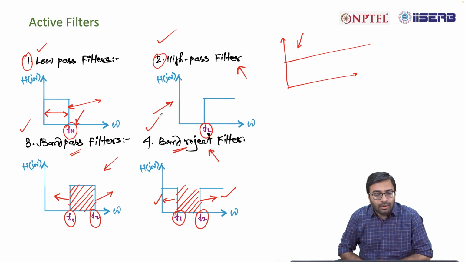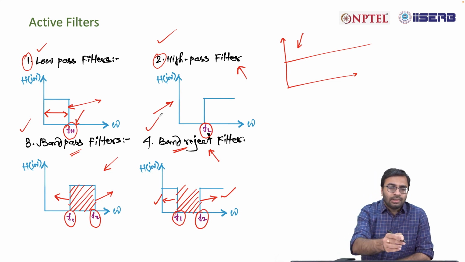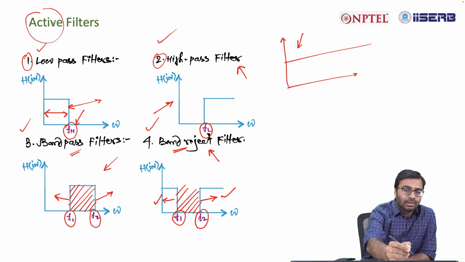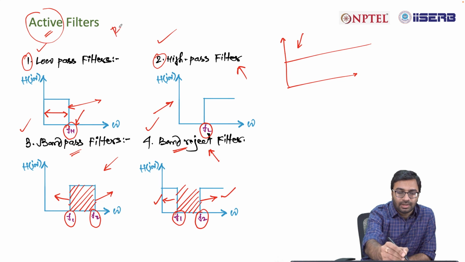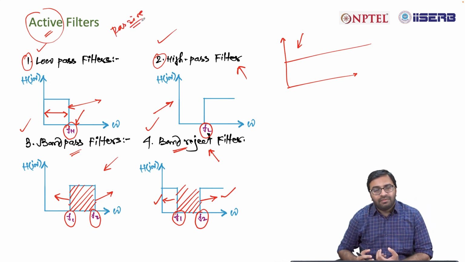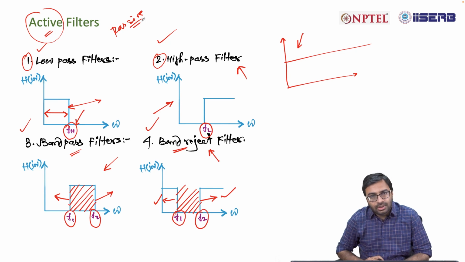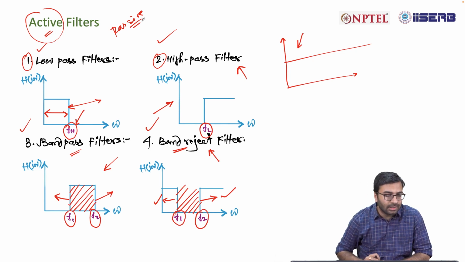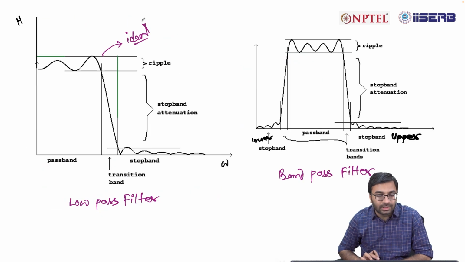Now, filters again can be divided into 2 different parts. One is active filter, another one is passive filter. So active filter will have an active component associated with that filter circuit, and passive filters are made of passive components. So let us start our discussion with the very basic filter, that is the low pass filter.